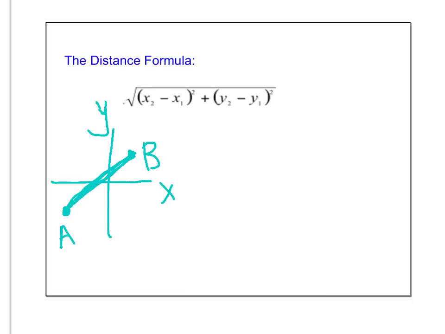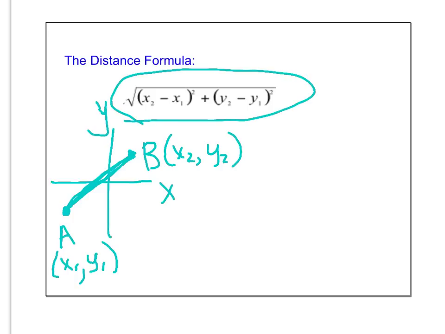In order to do that, you're going to need to have the ordered pair of A, x1, y1, and the ordered pair of B, x2, y2. What you do is just plug it into this formula. You're going to subtract the x values and square them, and you're going to subtract the y values and square that difference. Then you add those two together, and the last step would be to take the square root. So make sure you do order of operations when you're using the distance formula.